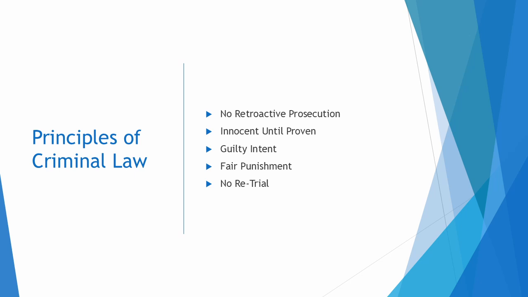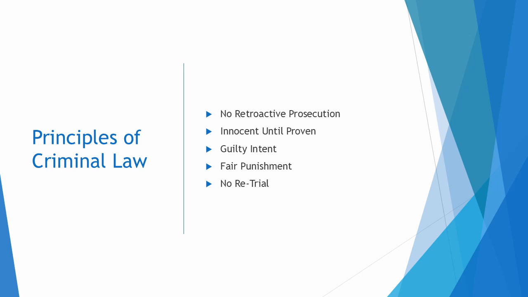Burden of proof is the principle that the prosecution must prove the defendant's guilt beyond a reasonable doubt, which ensures a high level of certainty before depriving an individual of liberty or other rights. Mens rea is the principle that criminal liability generally requires a guilty mental state or intent, which ensures that only those who intended to commit a crime or were recklessly indifferent are punished.